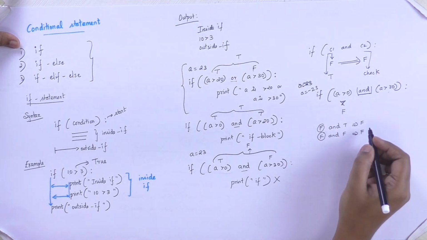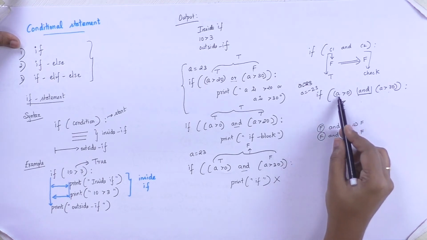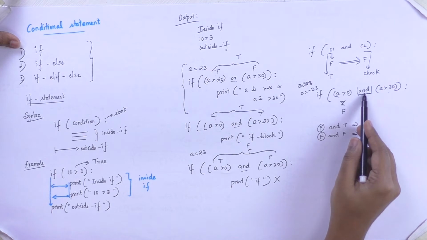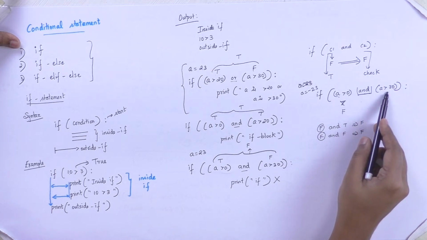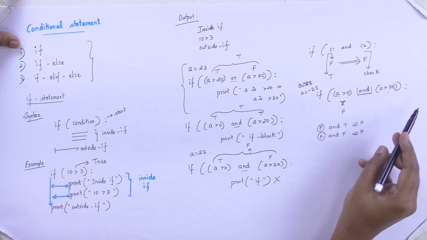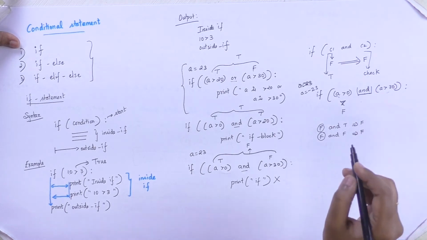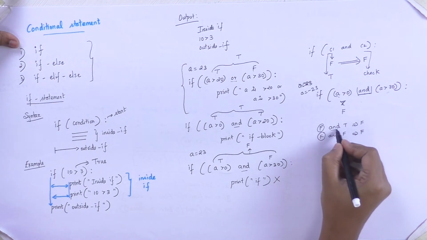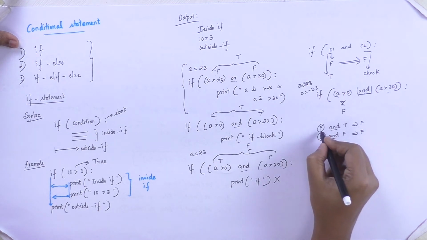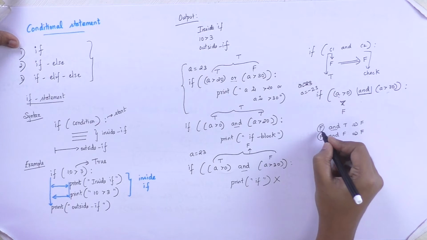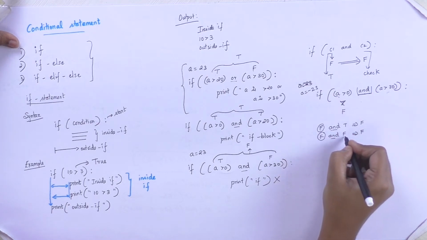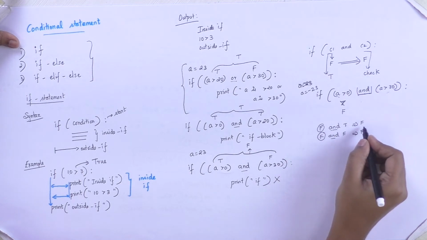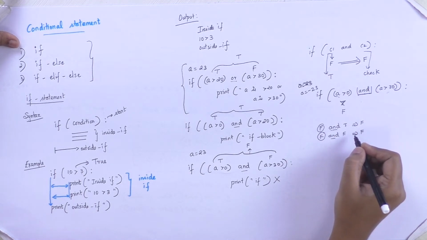So if that is the case, it will not check the second condition's result, which means if the first condition is false and the logical connector is AND, I won't check the remaining conditions. I will straight away declare the result as false. I will repeat it again. If you are having multiple conditions in an if block, and you are using the logical connector AND, if the first condition gives you the result as false, I will not go and check the second condition, because irrespective of the result of the second condition, my entire result will be false.